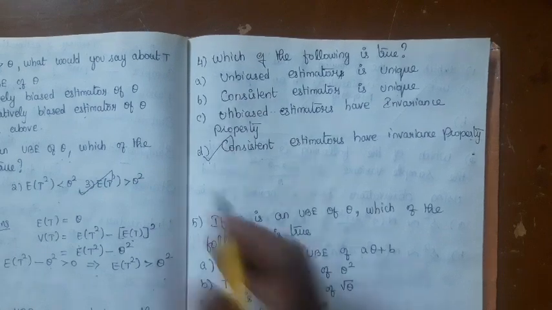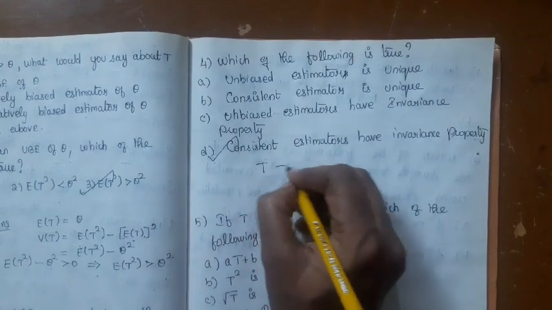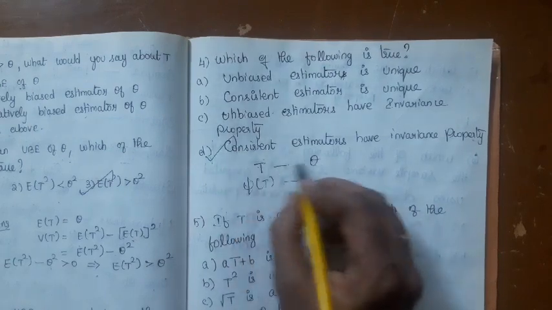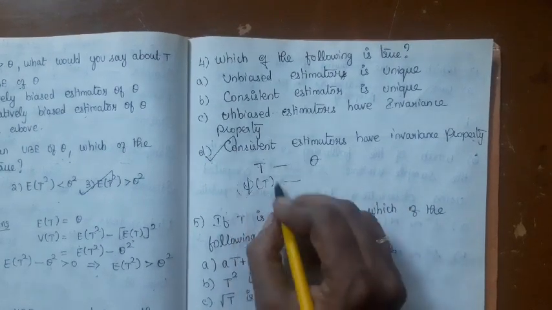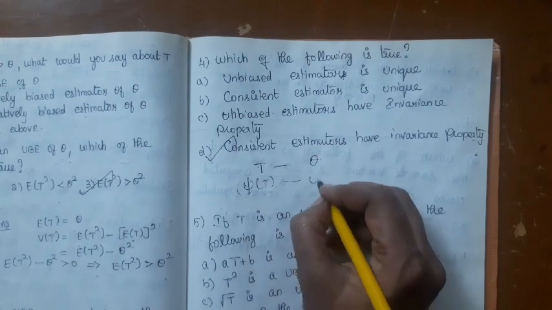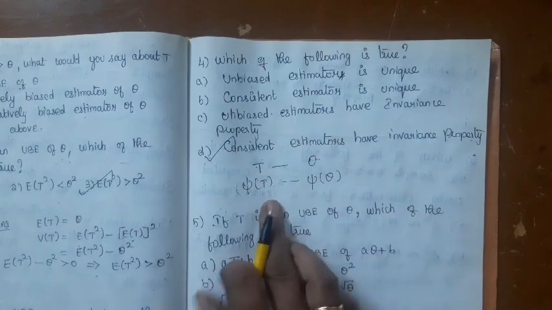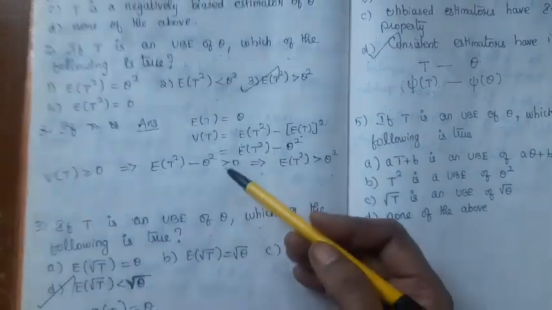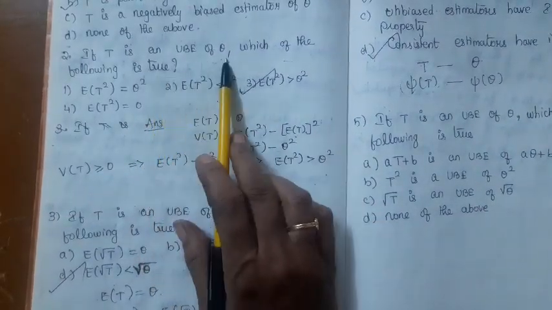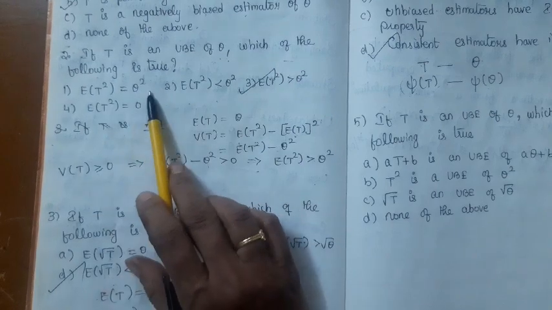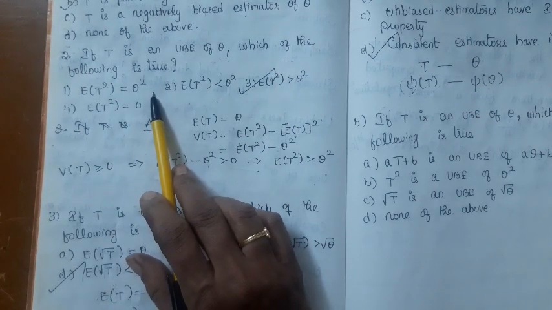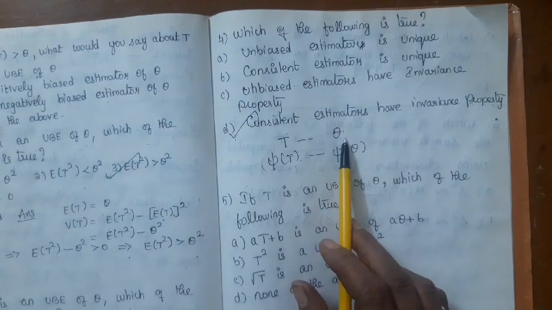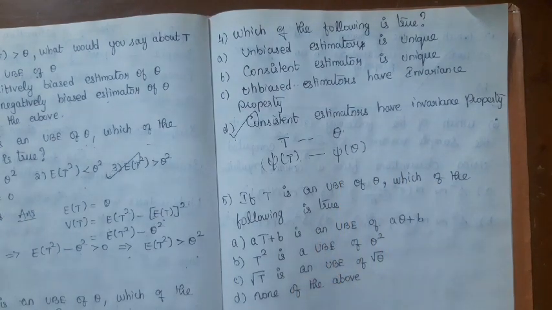This alone is true. What does it mean? If t is a consistent estimator of theta, then any function of t will be a consistent estimator of psi of theta. But that is not the case for unbiased estimators. With these two questions, we have understood that point. If t is an unbiased estimator of theta, t square is not an unbiased estimator of theta square. Okay. So, the invariance property is there for consistent estimators but not for unbiased estimators.